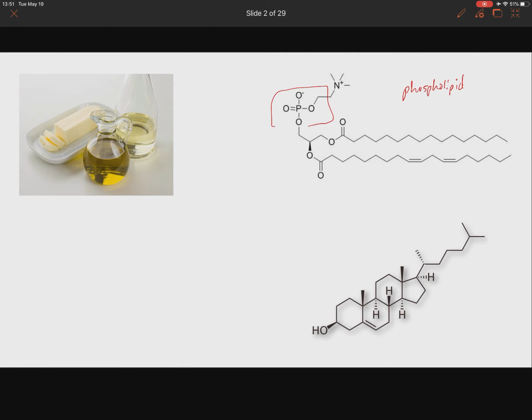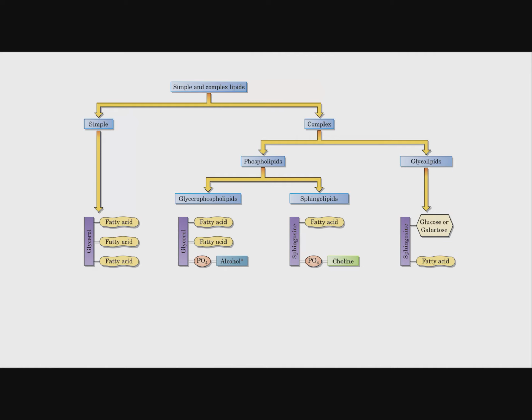Then we have cyclic lipids, and these include cholesterol, which is this one. We'll talk a little bit more about cholesterol and its transport and storage, and then some of the negatives of cholesterol in a little bit. And then steroid hormones and bile acids are also in this category. Okay, so we have quite a few types of lipids.